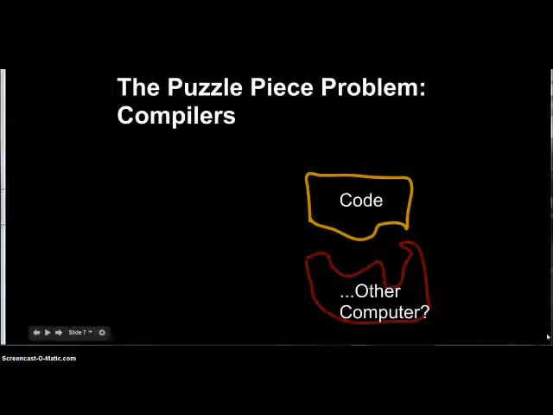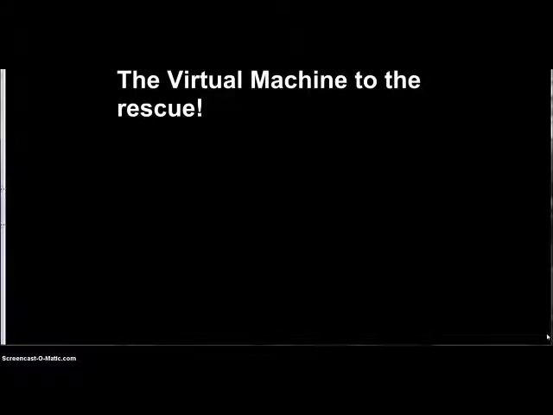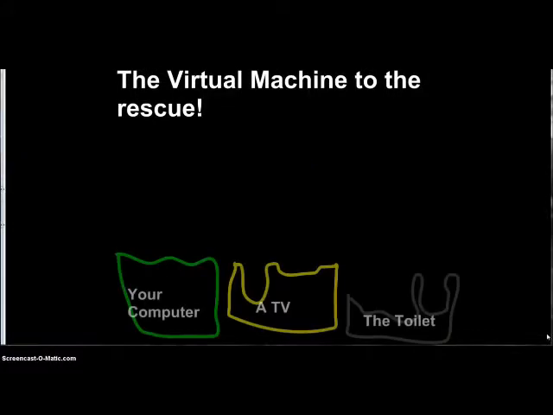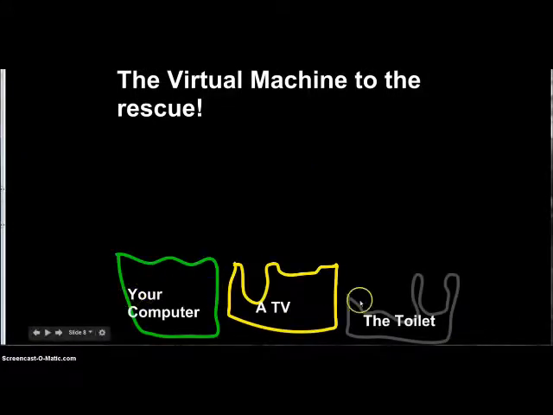So that's kind of a problem because it's a hassle and you can't just run things like you might want to. You have to recompile them before you do. So Java actually solved that problem with something called a virtual machine. So let's say we have all these different platforms or things that are going to run our code.